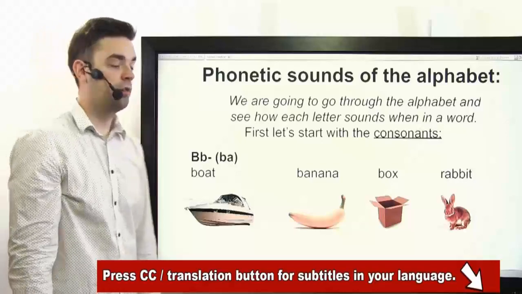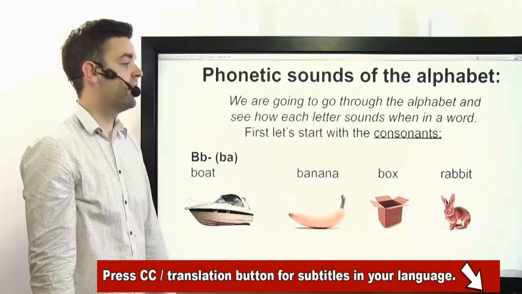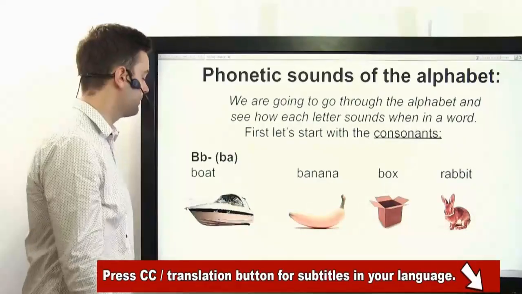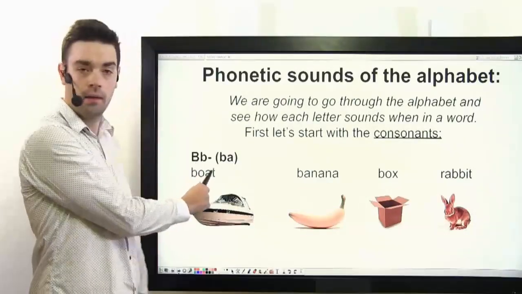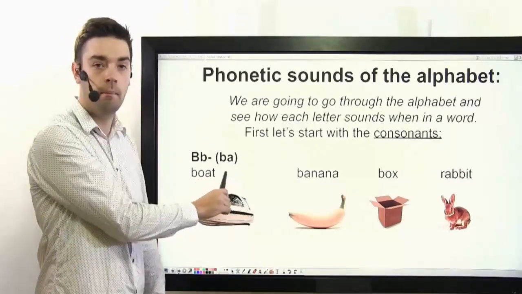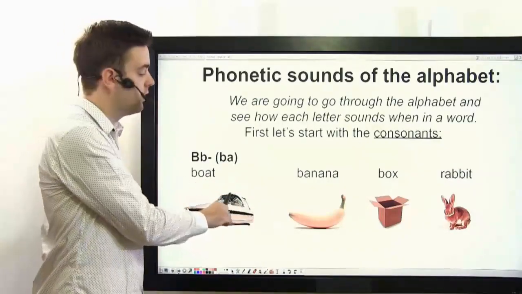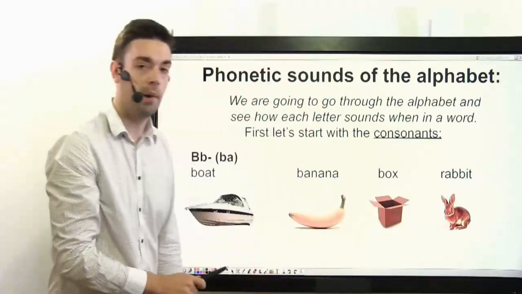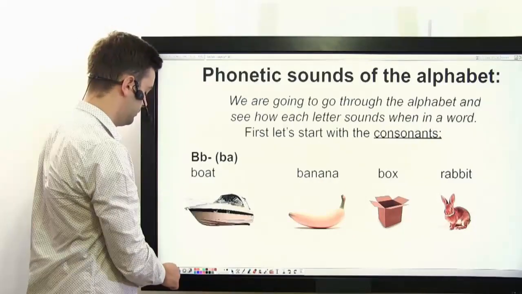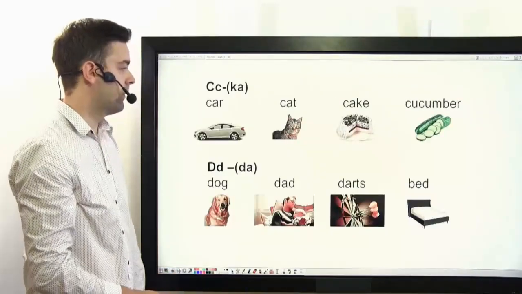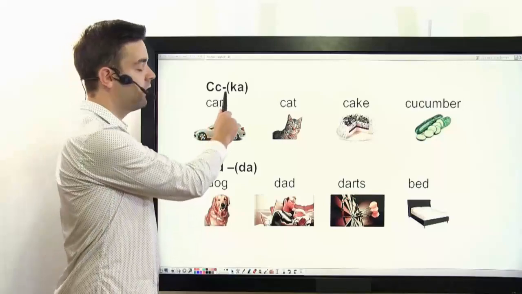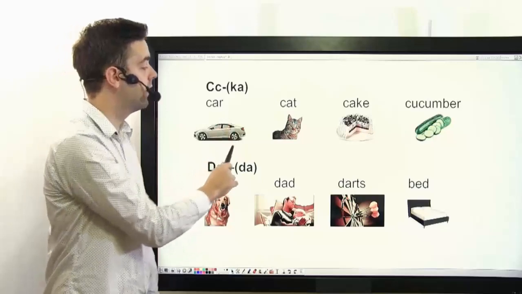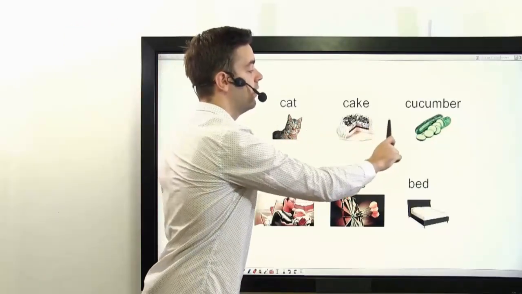So, now we're going to go through the alphabet and see how each letter sounds when in a word. First, let's start with the consonants. B sounds like B. So, boat, banana, box, rabbit, B. C makes a K noise, K. So, car, cat, cake, cucumber.